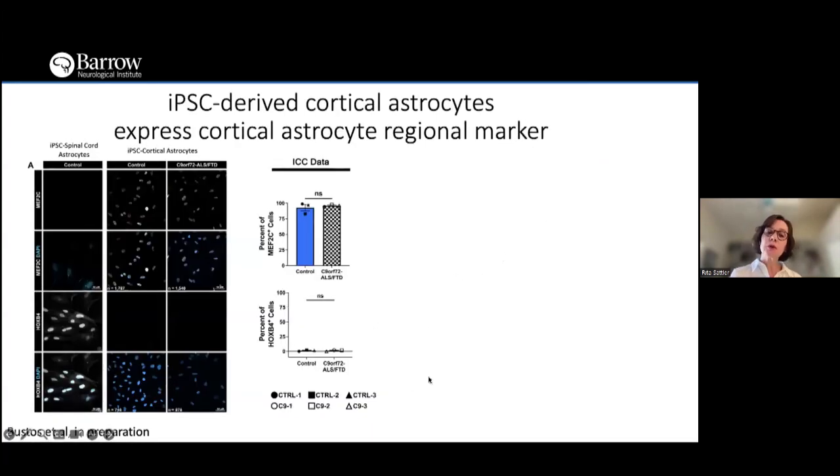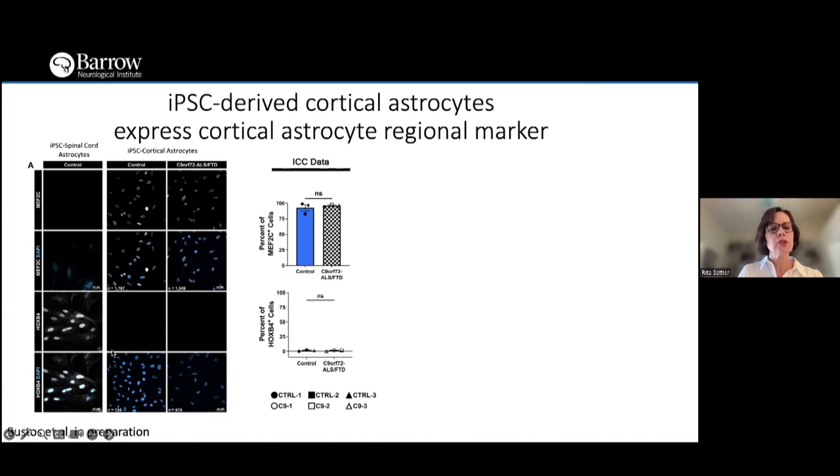When she did this, she wanted to make sure, did I really make cortical astrocytes? Because I told you before, a lot of work was done with spinal cord astrocytes. So she looked for regional markers that are expressed specifically in cortical astrocytes. And one of these markers is MEF2C, which is, as you see here, highly expressed in the immunocytochemistry that you did. So you can see here the cortical astrocytes to the right, and here she has some spinal cord astrocytes to the left, where there is no MEF2C expression, yet there is strong expression in the cortical astrocytes.